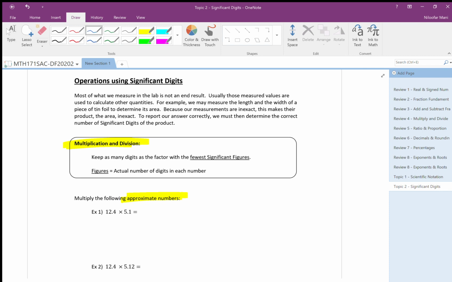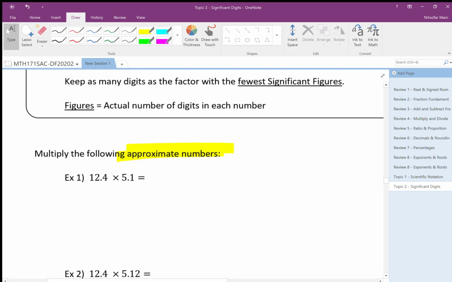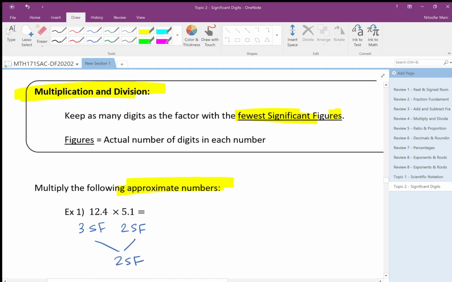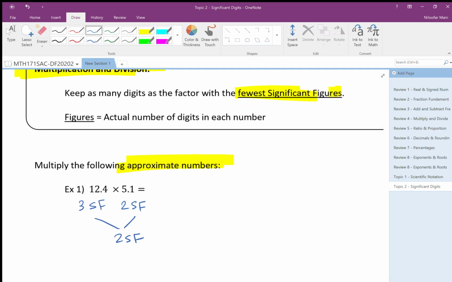Okay, so here, for example, I have this question. I have three significant figures here. I have two, sorry about that, two significant figures. So which one is the least one? This one here is the least. Then you find the answer. The answer is 63.24. Then you underline that and check that it is almost 63.